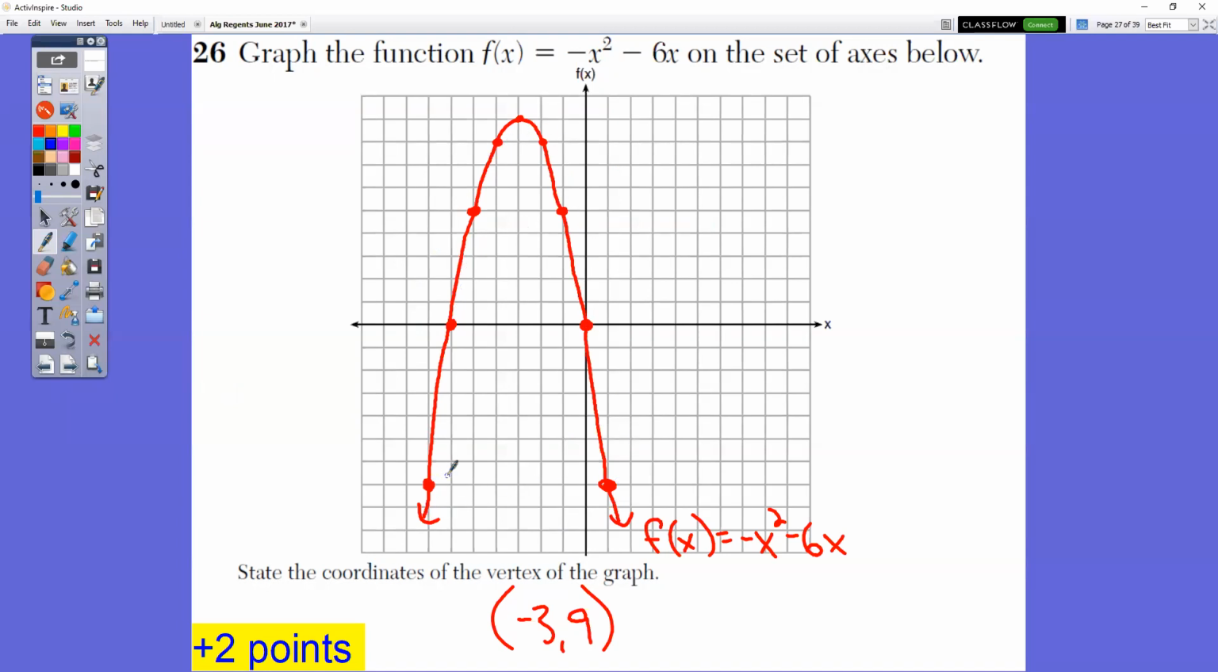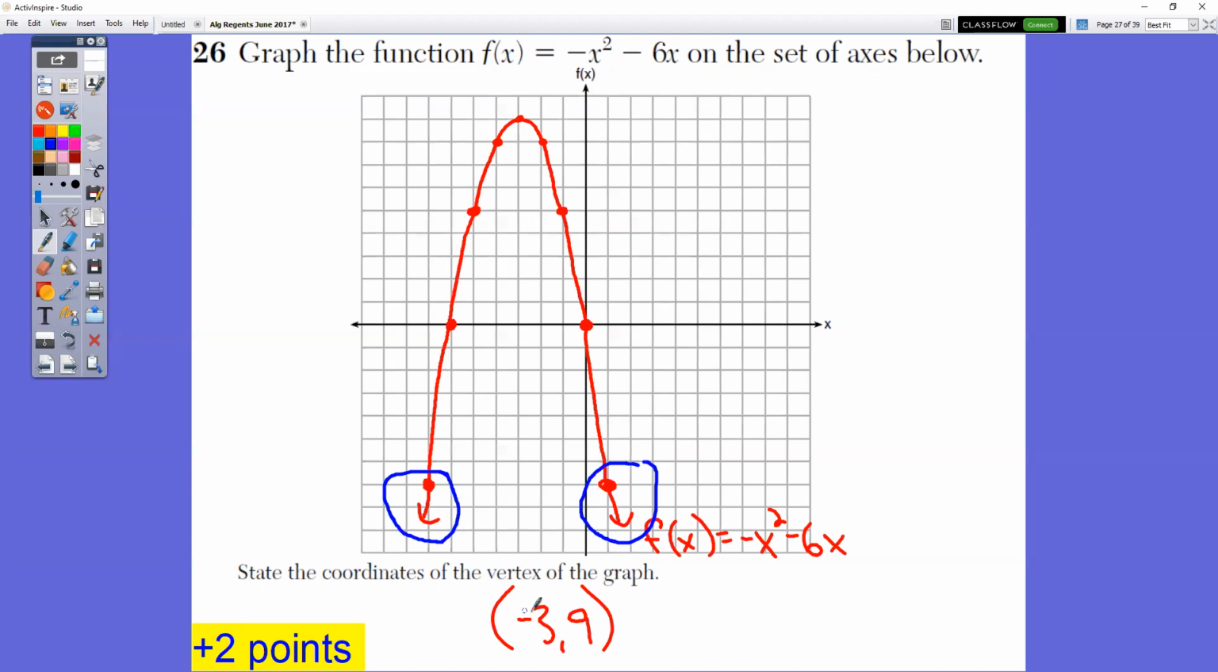Please make sure this is a parabola, so you should have arrows on the ends. If you don't have arrows on the ends, the most that you could get is 1 point, all right? They don't give partial points on the Regents exam. Like they don't give a 1.5 or anything like that. On these 2-point questions, it's either 0, 1, or 2.